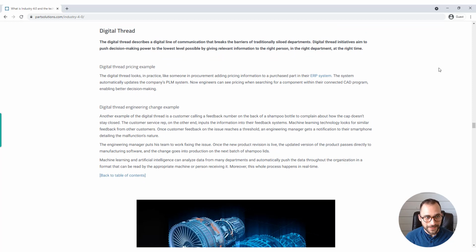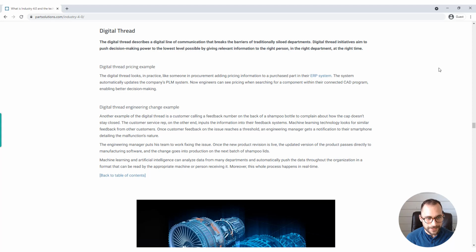Digital thread. The digital thread describes a digital line of communication that breaks the barriers of traditionally siloed departments. Digital thread initiatives aim to push decision-making power to the lowest level possible by giving relevant information to the right person in the right department at the right time.